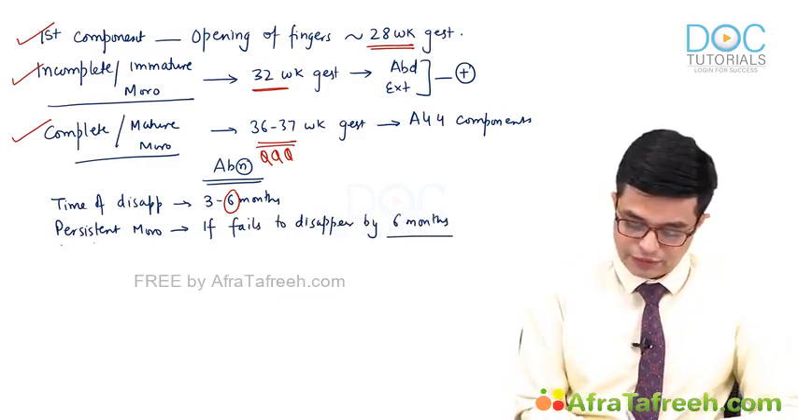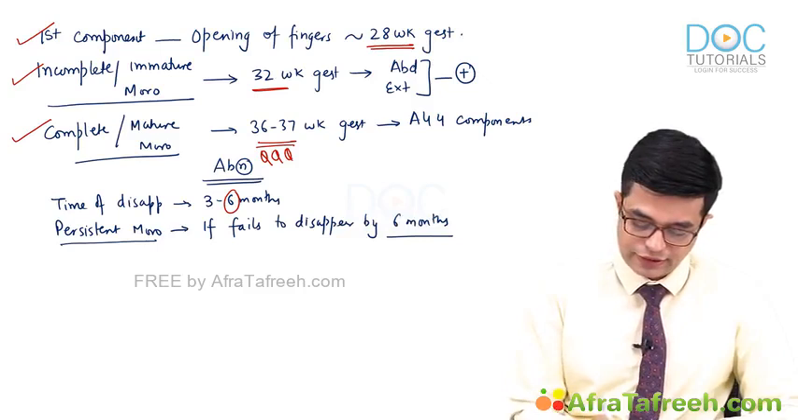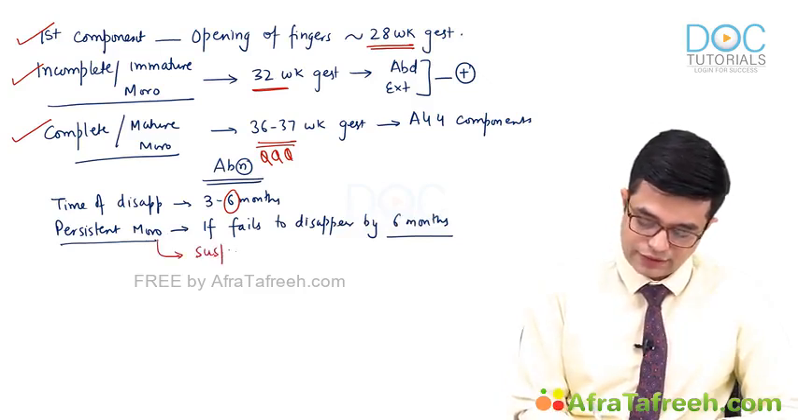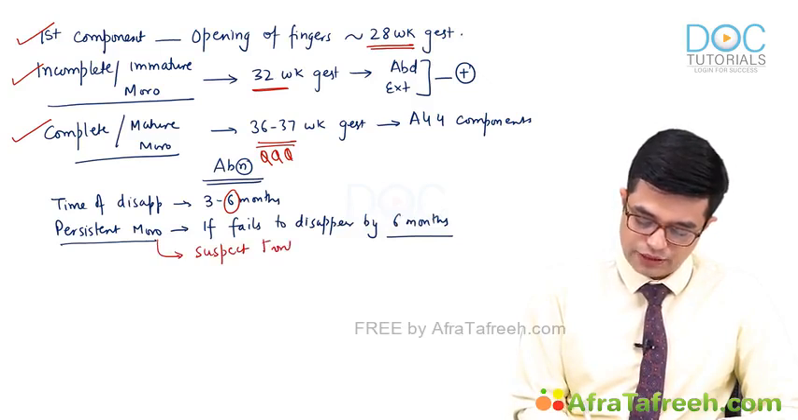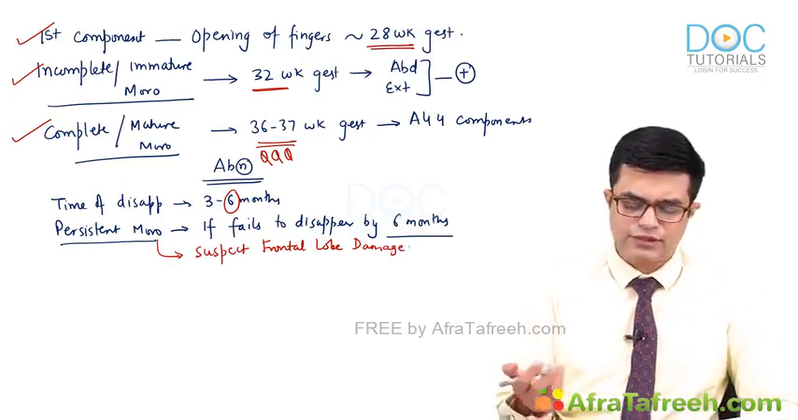And if there is persistent Moro, what should you suspect? In persistent Moro, you should suspect frontal lobe damage. So, there is brain damage, that is why it is not disappearing. It is a primitive reflex, it should go away.